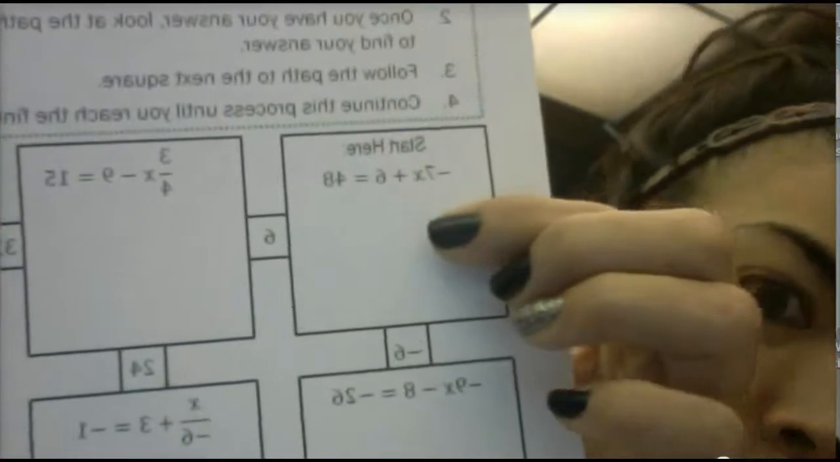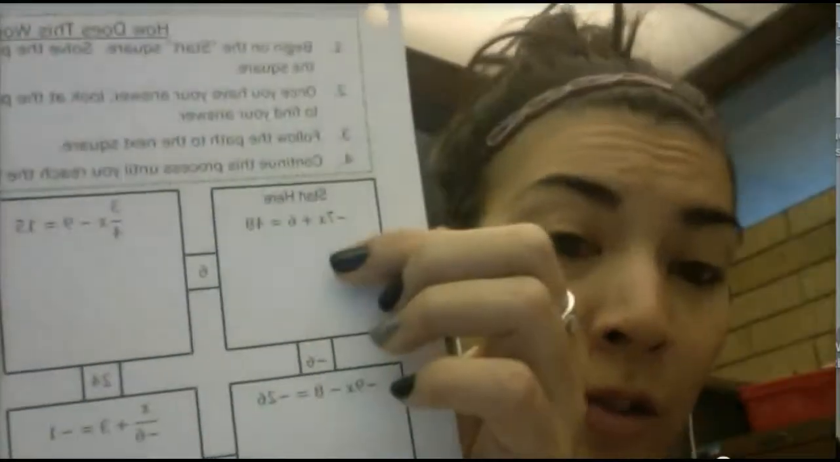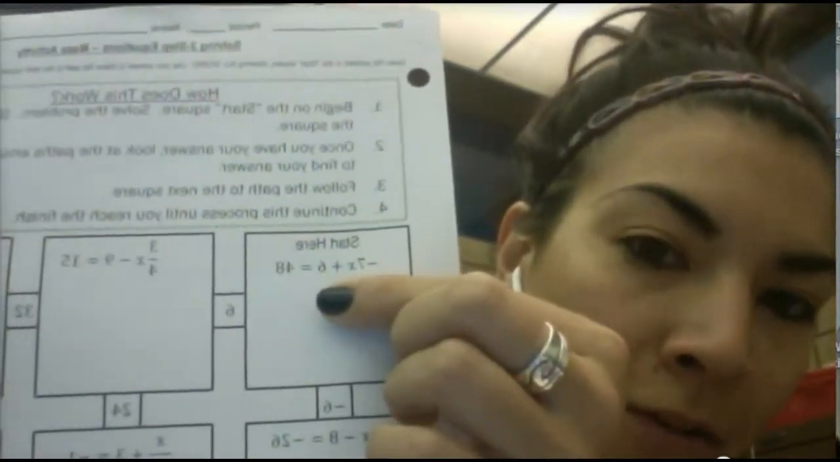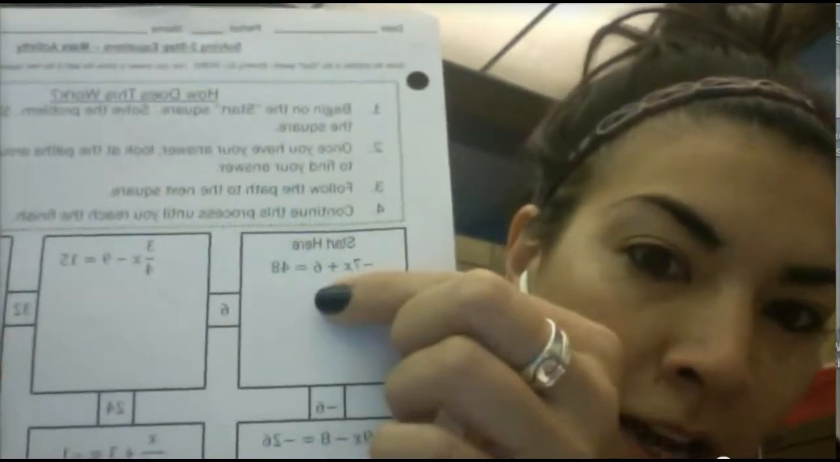So for example, I'm going to do it on a bigger piece of paper where it says start here. The first thing I want to do, remember, there's the posters all around the room. You want to get rid of the constant. Our constant is the number without a variable. So in this equation, I'm going to subtract 6 from both sides. Once I subtract 6 from both sides, and I bring down my variable, I get negative 7x equals 42.